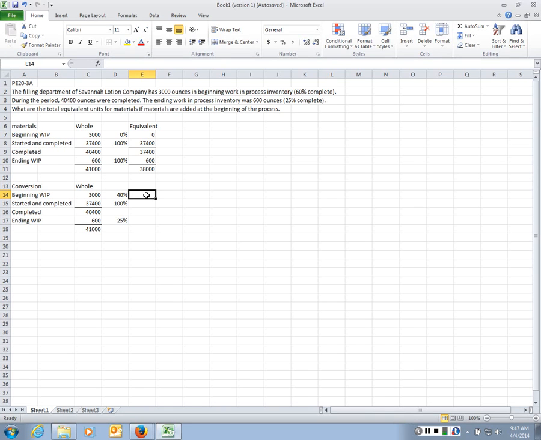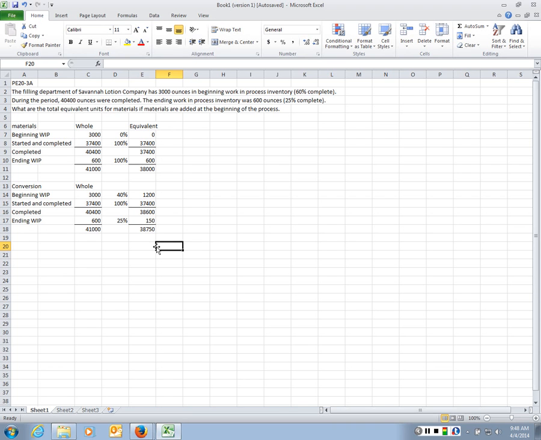3,000 times 40% gives me 1,200. Then 37,400. And then I'm going to add those two together. Put my little line in here, and 600 times 25% is 150, and then I'm going to do that math plus this one, and so that gives me 38,750.